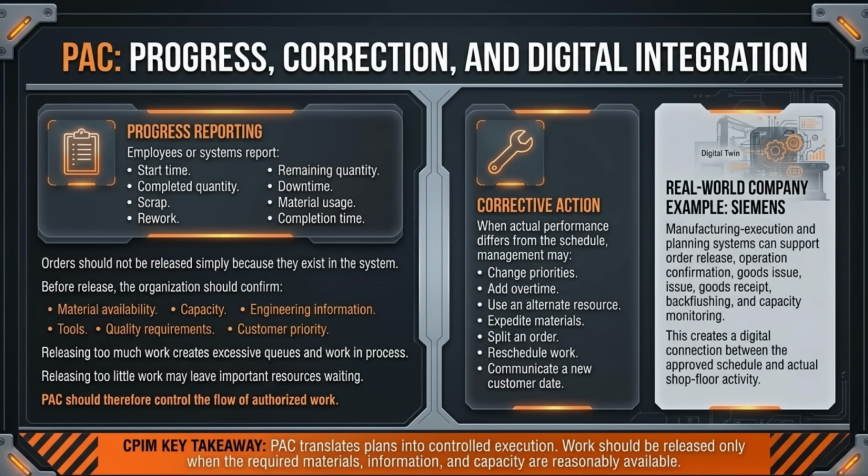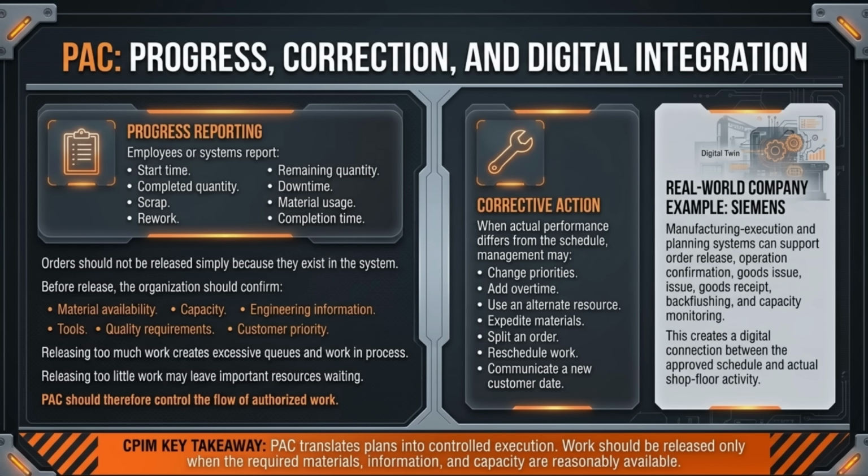Orders should not be released simply because they exist in the system. Before release, the organization should confirm material availability, capacity, engineering information, tools, quality requirements, customer priority. Releasing too much work creates excessive queues and work in process. Releasing too little work may leave important resources waiting. PAC should therefore control the flow of authorized work.